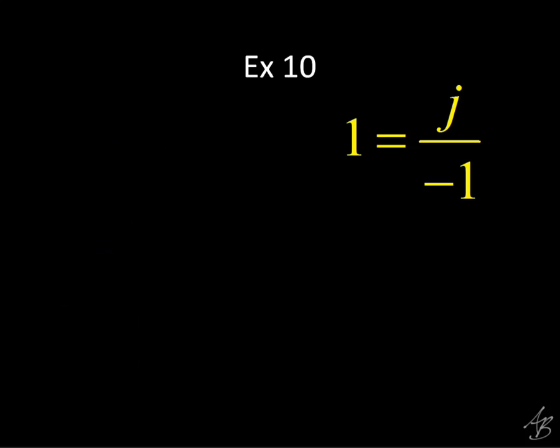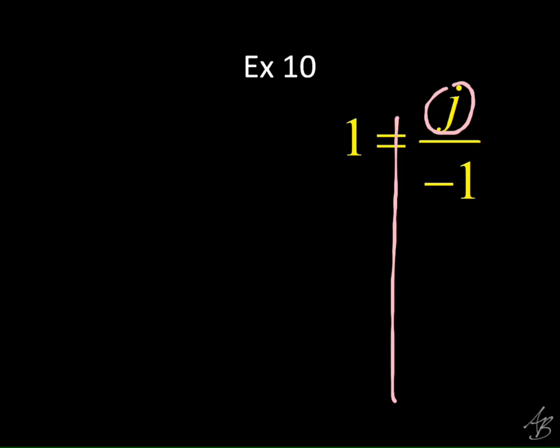All right, last one. 1 equals j divided by negative 1. Again, just like always, we're going to circle a variable and draw our line through the equal sign. And this time, what do I want to get rid of? I want to get rid of the negative 1. Remember, I want to get the j by itself, which means I have to get rid of anything that's on the same side as the j. So I'm going to get rid of this negative 1.